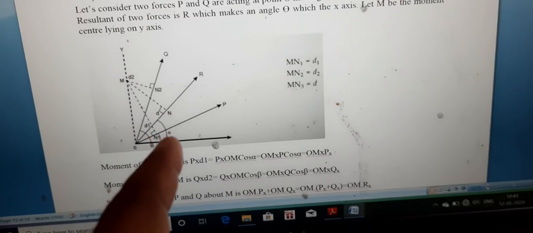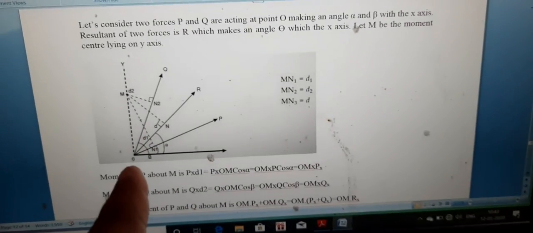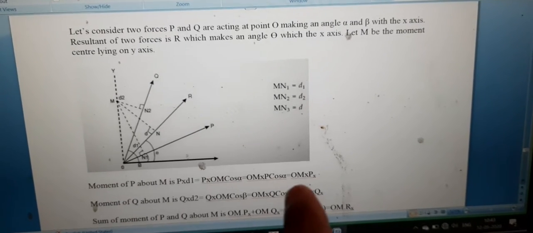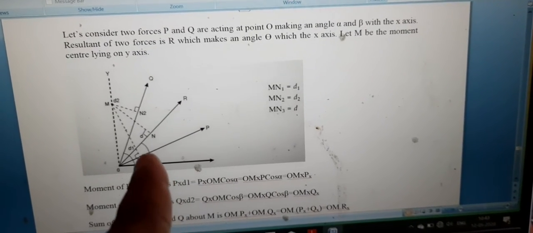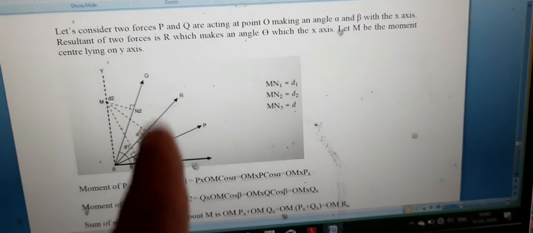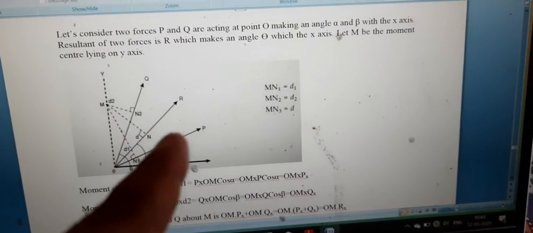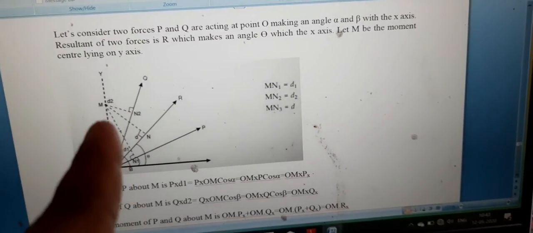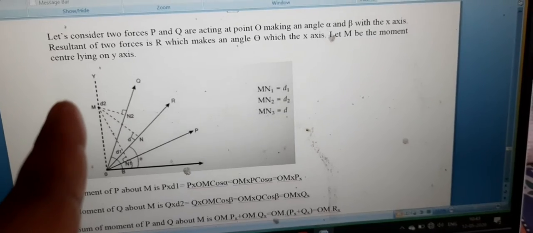So we'll prove it using another method. Here two forces P and Q are inclined to the horizontal plane, that is along the x-axis, at angles alpha and beta respectively. Let R be the resultant of forces P and Q, and M is the point lying on the vertical axis about which we are going to find the moment.